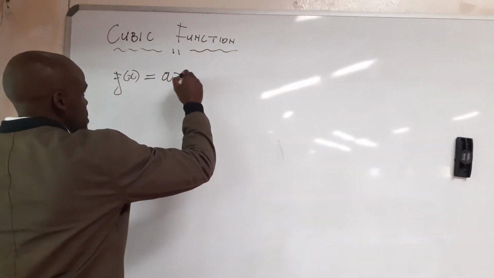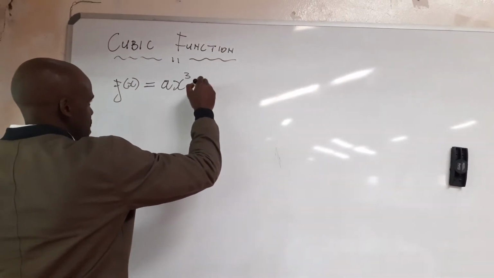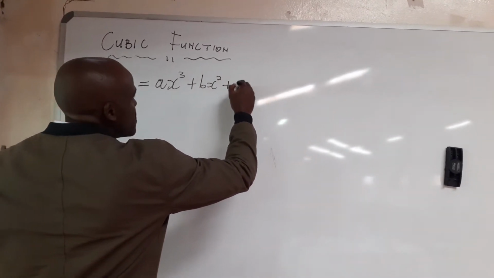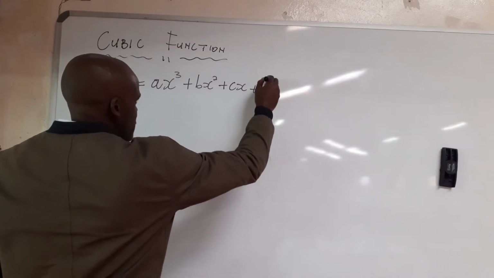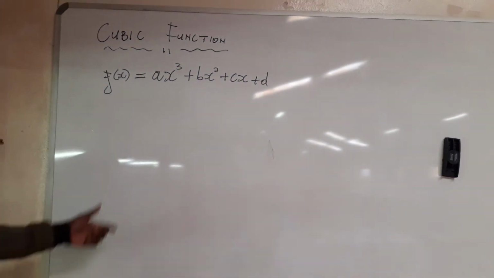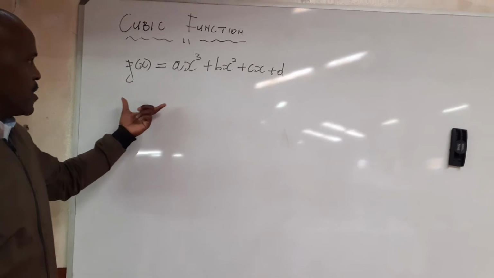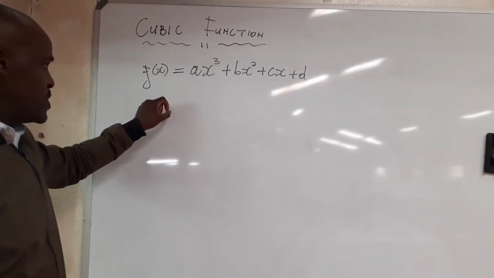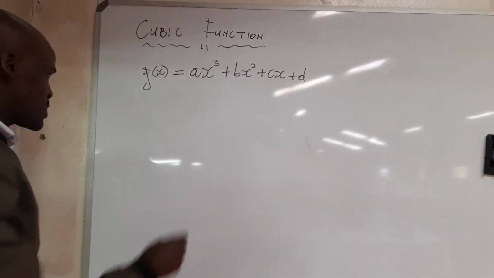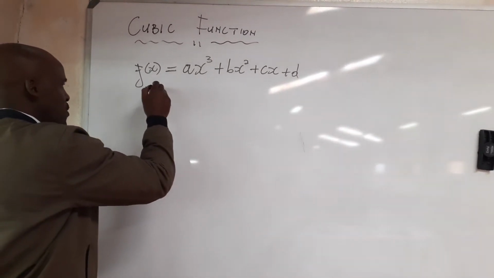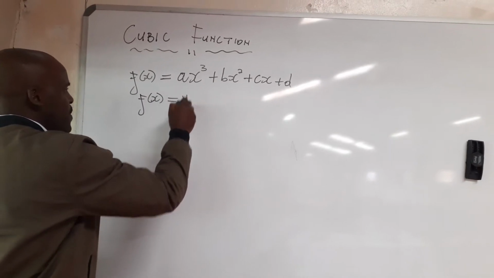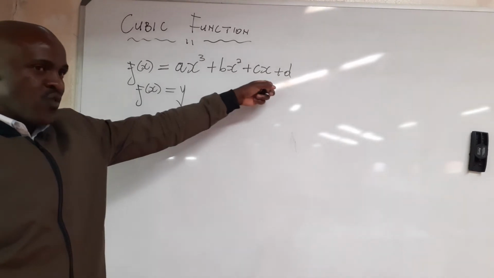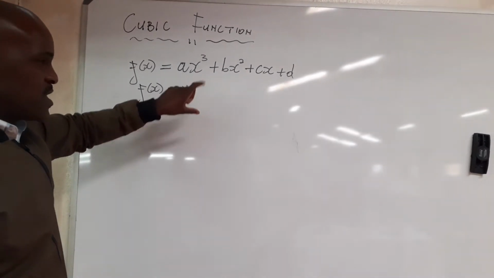So it's ax cubed plus bx squared plus cx plus d. That's a cubic function. So here we've got all those letters. As you can see, we've got f(x), which represents y. This is our y. f(x) is our y. And then we've got x. All those values represent x.